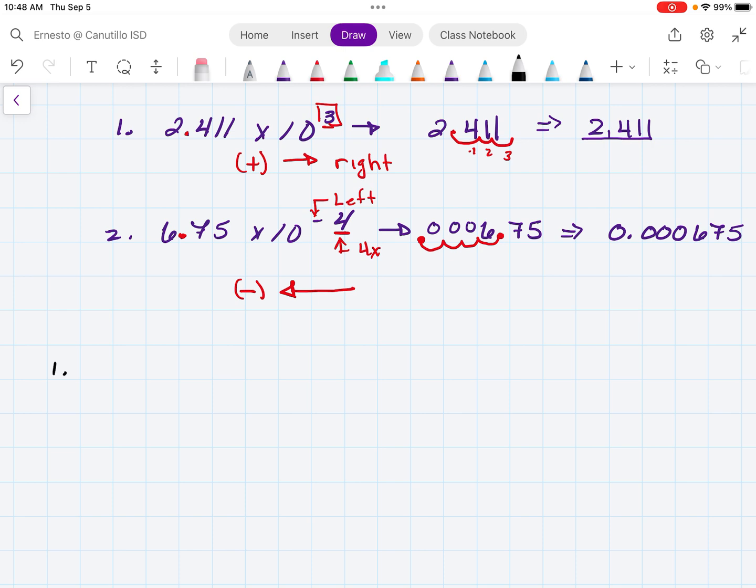So number 1, let's try and take this number into scientific notation. Let's try 750,000. Right? And then we'll do 0.2140, right? So I want you to take these into scientific notation, and then I want you to take these into standard form.